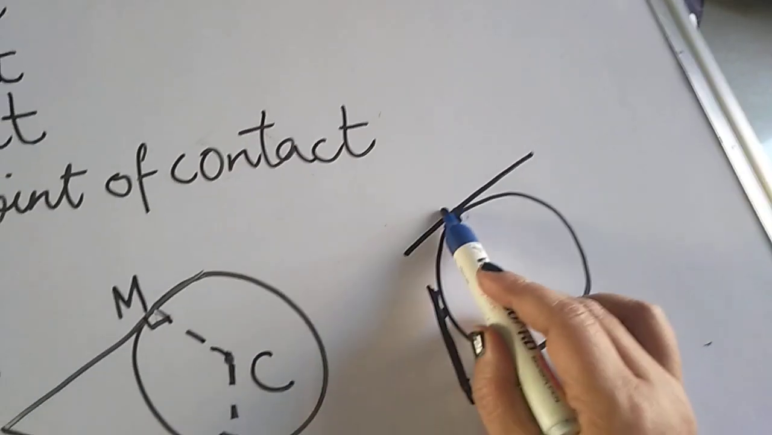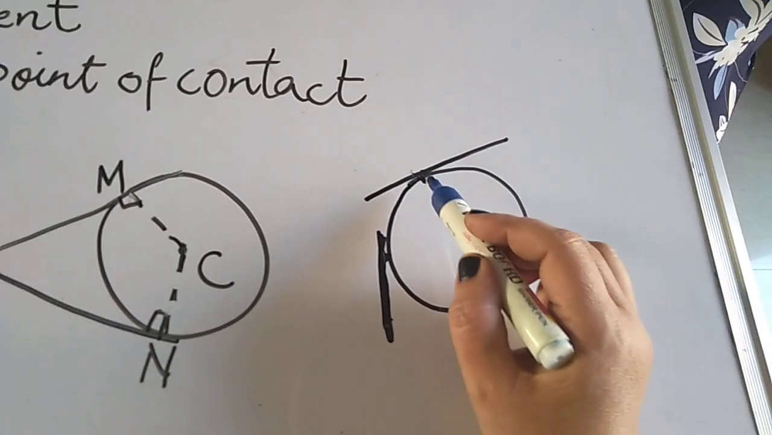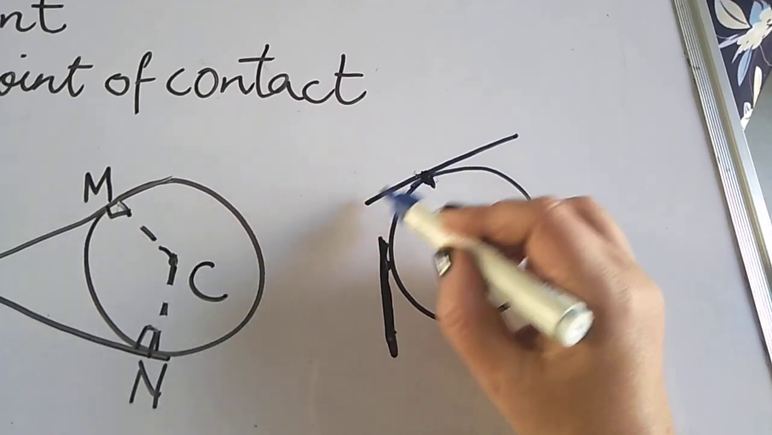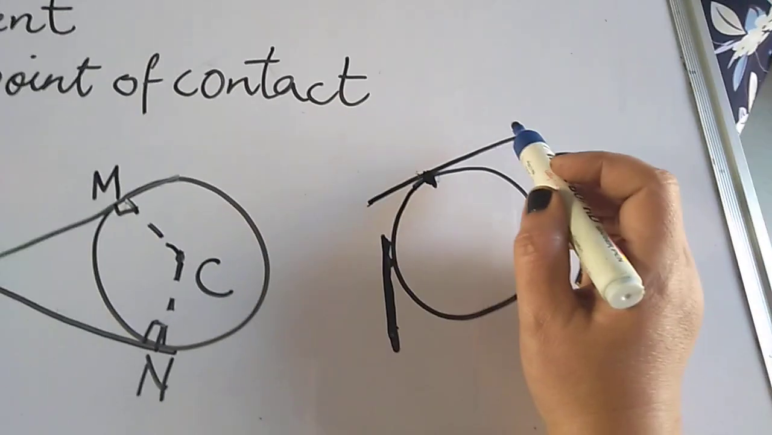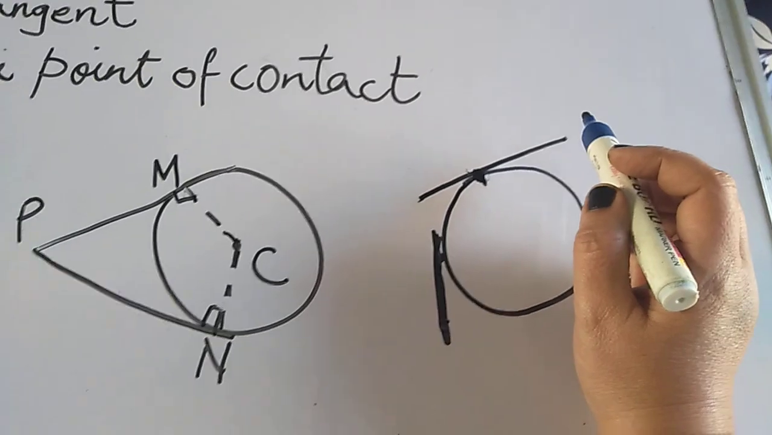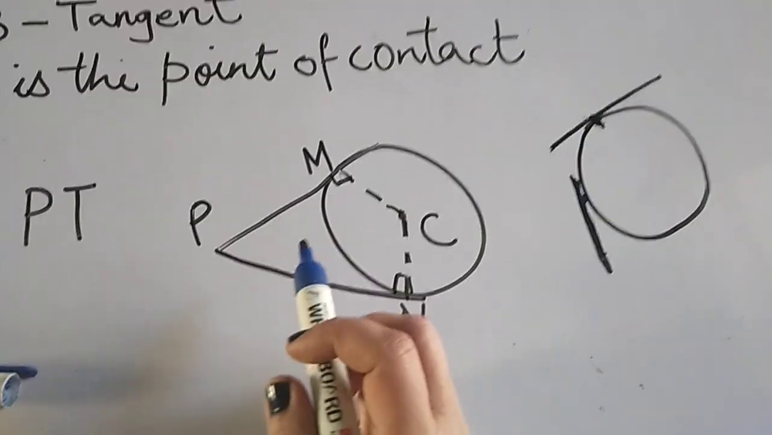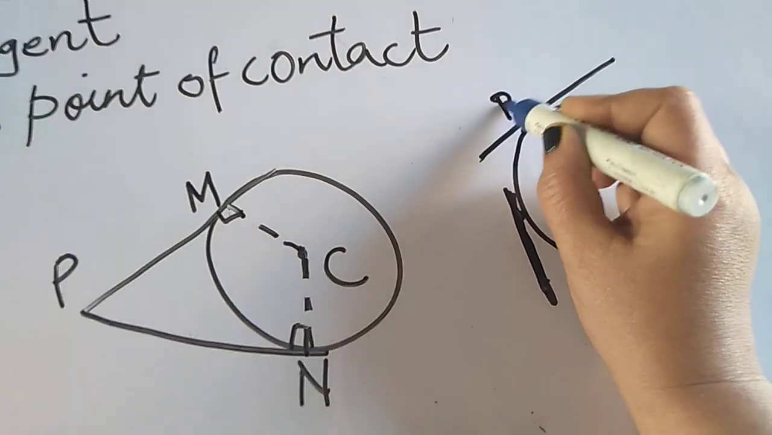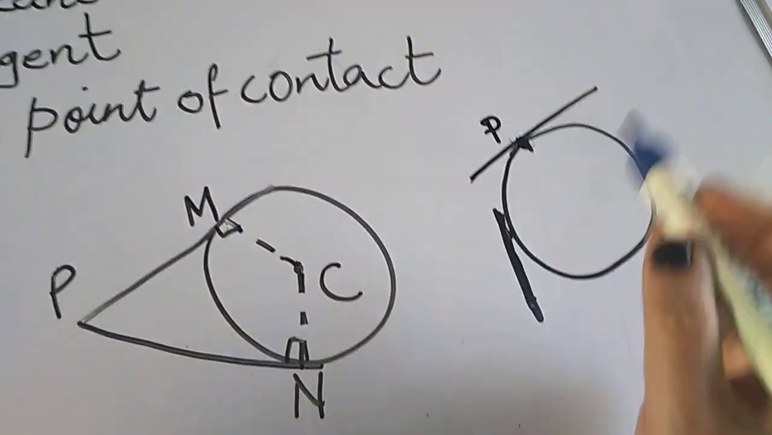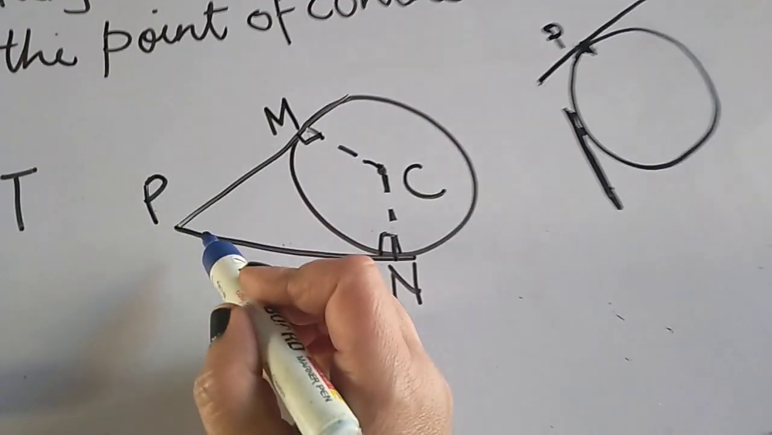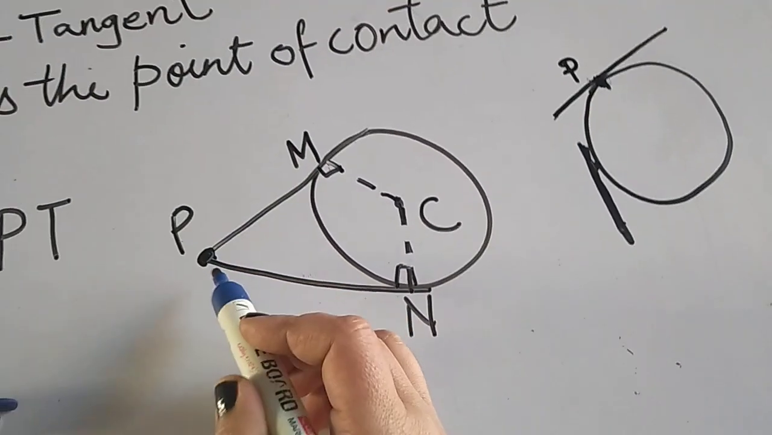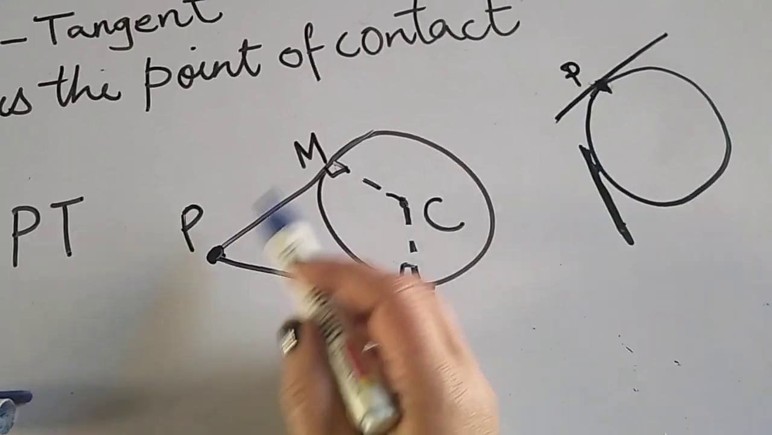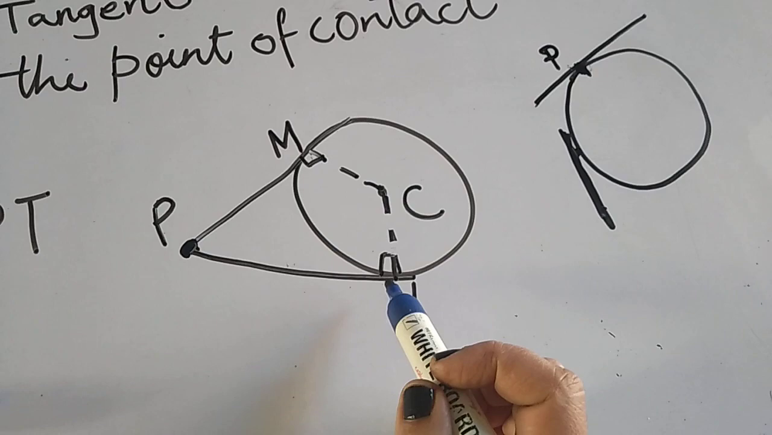But at a given point on the circumference, one and only one tangent can be drawn. Now, if a point is on the circumference, only one tangent can be drawn. But suppose this is a point which lies outside the circle. From outside the circle, two tangents can be drawn.